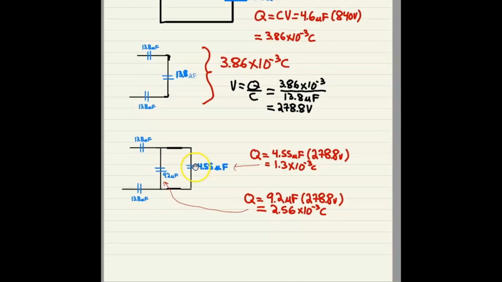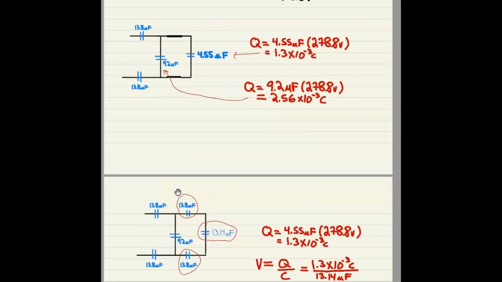This one capacitor decomposes into a parallel combination of capacitors, and both of these capacitors have 278.8 volts across them because they're in parallel. In order to get the charge on them, Q is equal to CV. Therefore, the charge on this one is 1.3 times 10 to the negative 3 coulombs. We already knew that. And the charge on this one is C times V. The capacitance value is 9.2 microfarads. The voltage is 278.8 volts. And that gives 2.56 millicoulombs of charge on this capacitor.